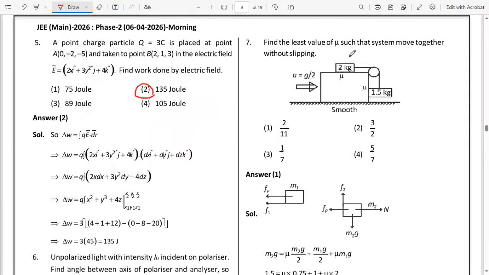Next, question number 7. Find the least value of mu such that system move together without slipping. Option 1 is correct option, students.